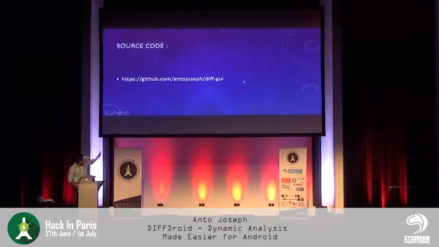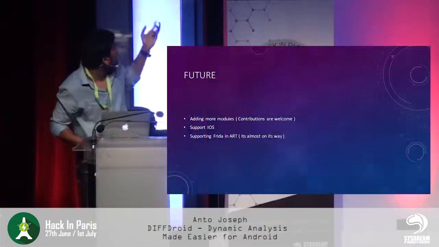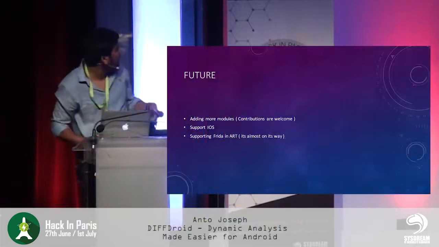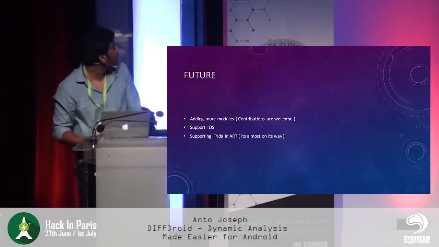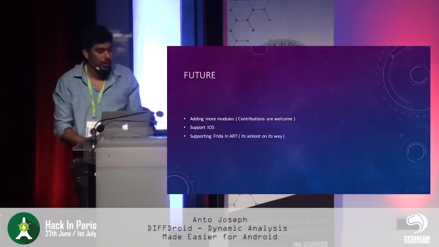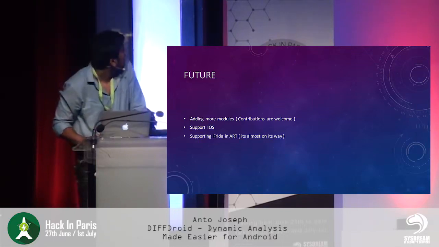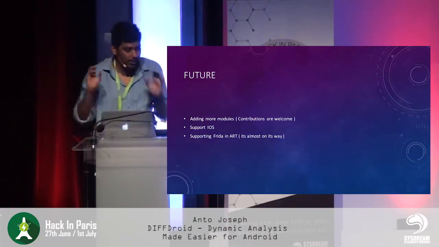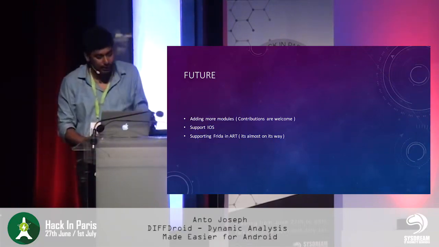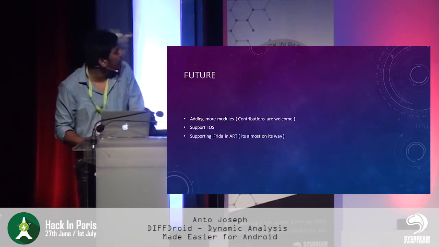Okay, so all the source code will be here, so you can just clone it. If something doesn't work, just create an issue and I will fix it for you. The future of this project is to add more modules so that everyone's life gets easier. You can also contribute. You can just give me a pull request and I'll accept it. Now, supporting Frida in ART is almost stable, but we are just working on some of the minor details, and that will be on its way.